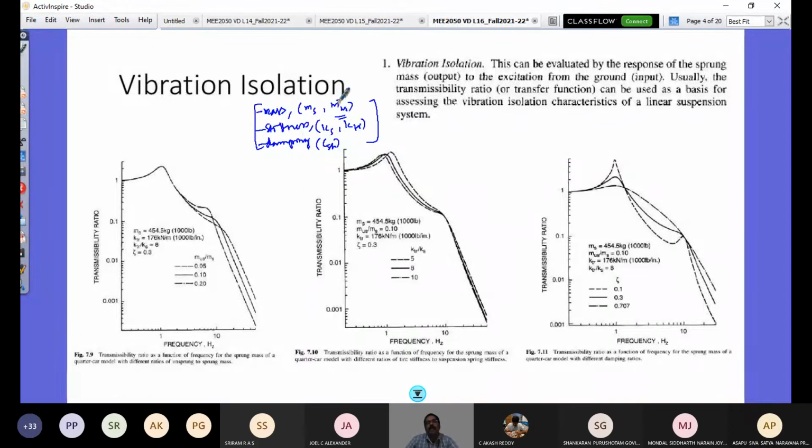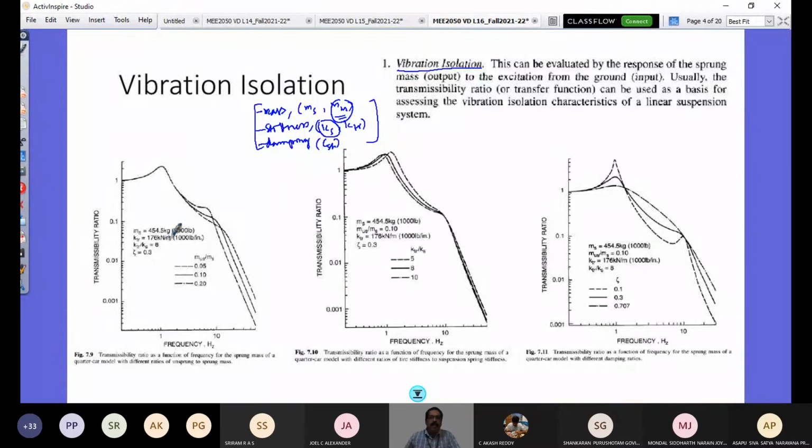So what would happen if I vary my unsprung mass, holding the rest of the parameters constant? What would happen if I vary my spring rate, holding the rest of the parameters constant? Or what would happen if I vary my damping ratio of the suspension shock absorber, holding the rest of the parameters constant? That is what the study is now focused on, for three important objectives: vibration isolation, rattle space requirement, and road holding. So this slide is giving you a compact form for vibration isolation.